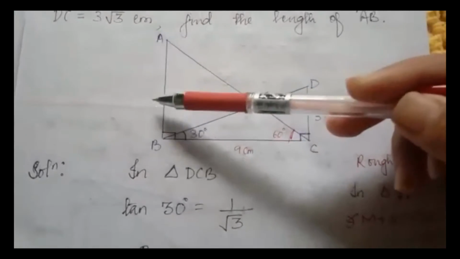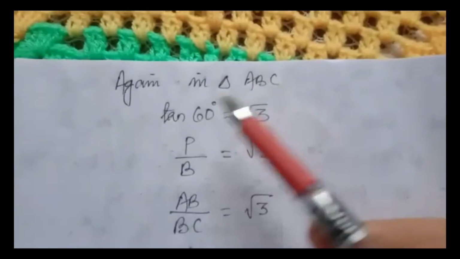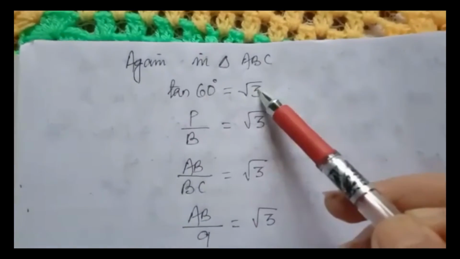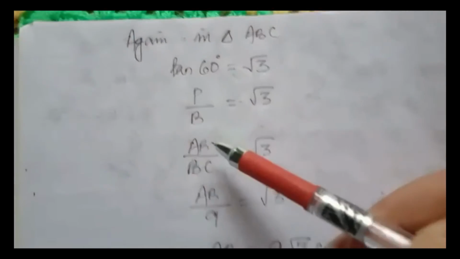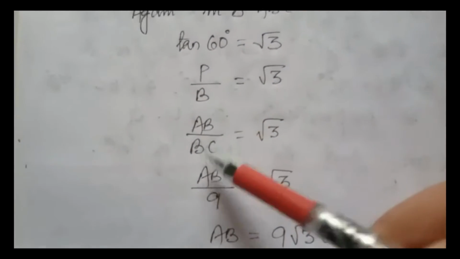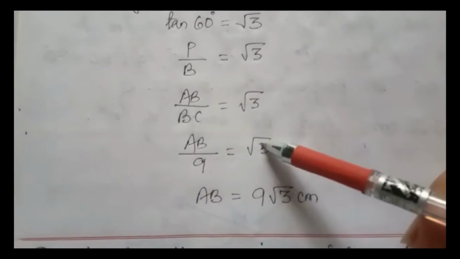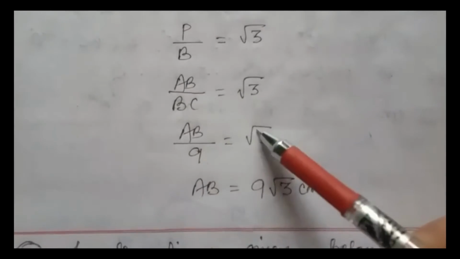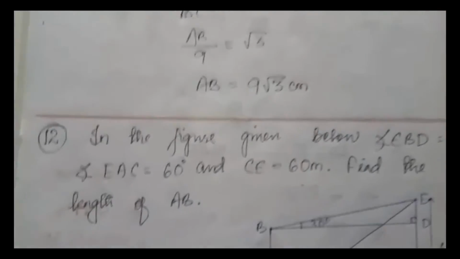Now we can find this perpendicular, as we got the base. So we will consider that triangle. In triangle ABC we have to use tan 60. Tan 60 is root 3. So tan theta is equal to root 3. Perpendicular is AB, base is BC. AB by BC, which is 9, is equal to root 3. So AB is equal to 9 into root 3, 9 root 3 centimeters. This is the value of AB.